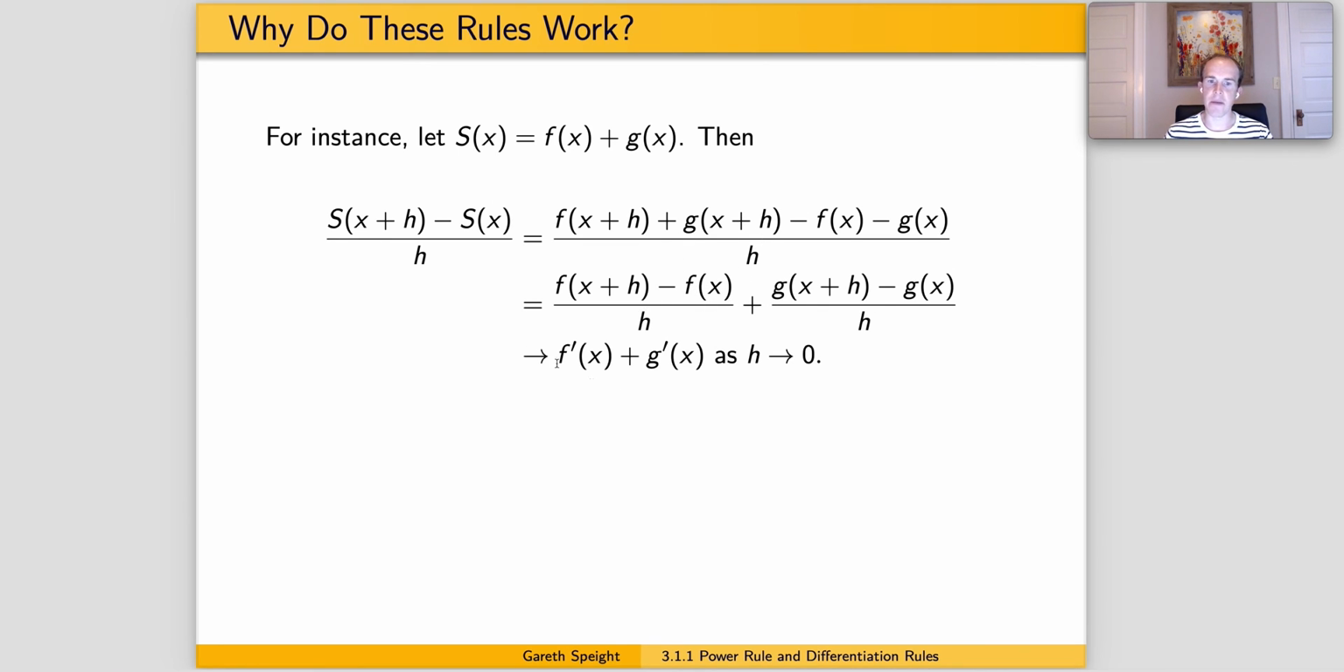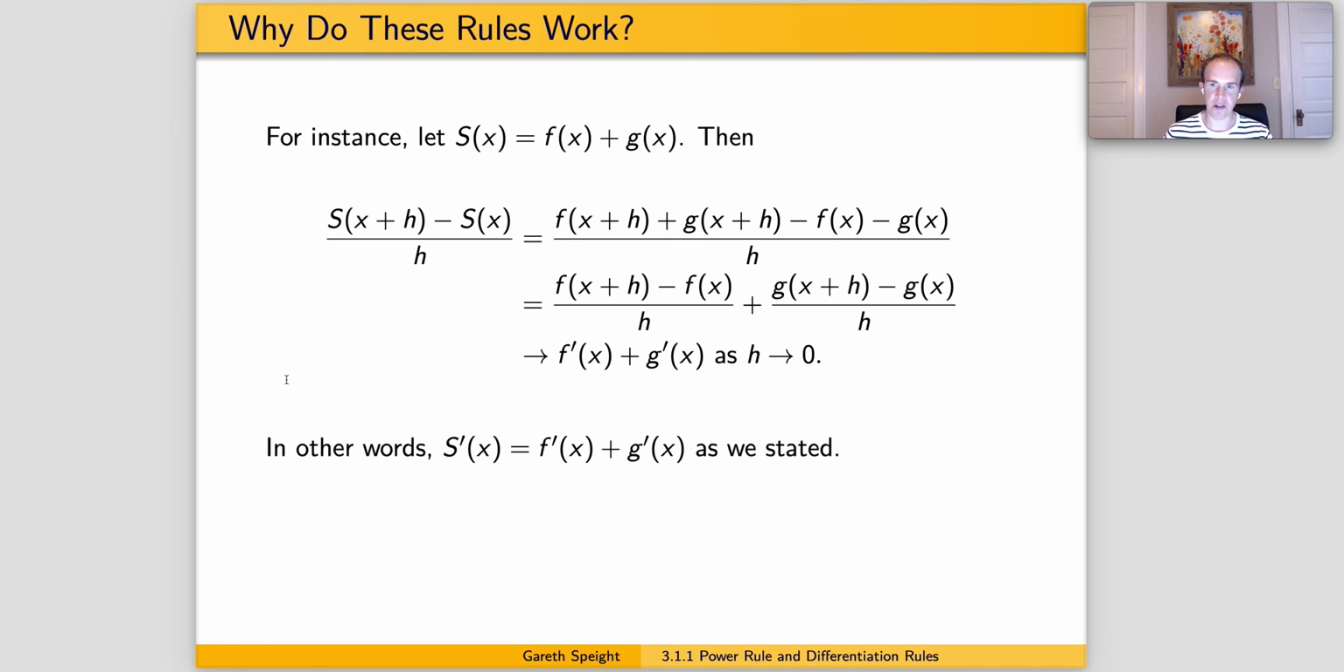And then if we try to take a limit, well, we recognize this first term is the limit that appears in the definition of f prime. And this is the limit that appears in the definition of g prime. So the first term is going to go to f prime. The second term is going to go to g prime. So in the limit, we get f prime plus g prime. Okay, but what did I do? Well, if I look on the left, if I take the limit of whatever is on the left, that's the definition of s prime. So we've managed to show that the derivative of s is f prime plus g prime.